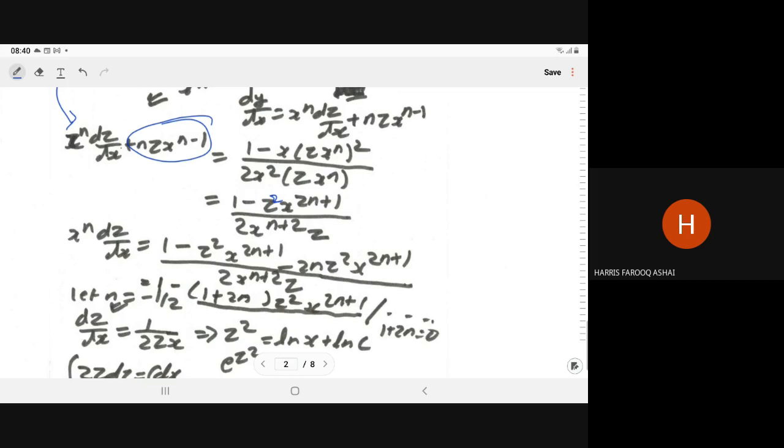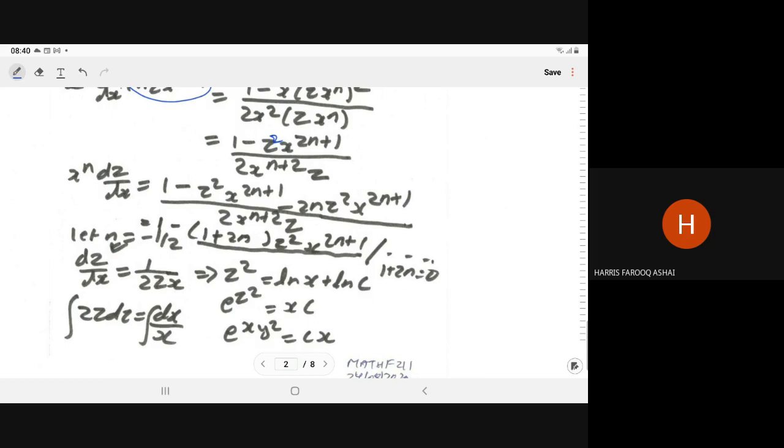Now in this case it will become 1 minus, right, so in this case you can separate if this expression is equal to 0.